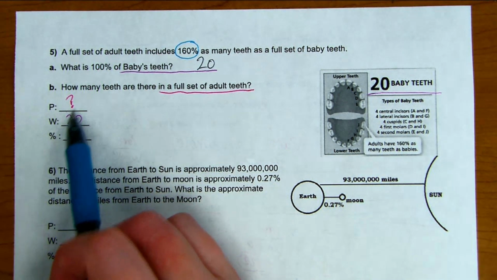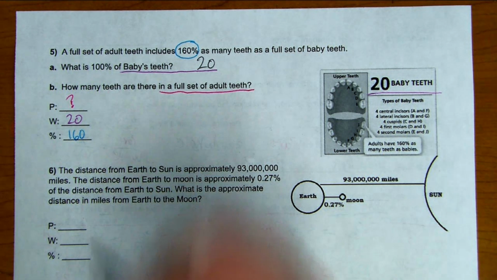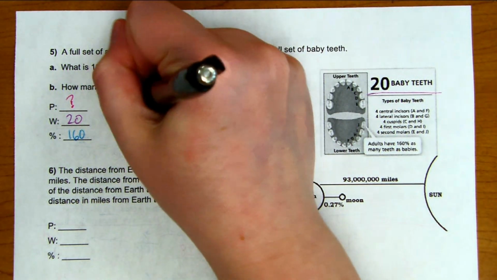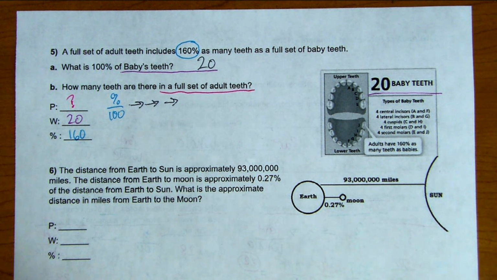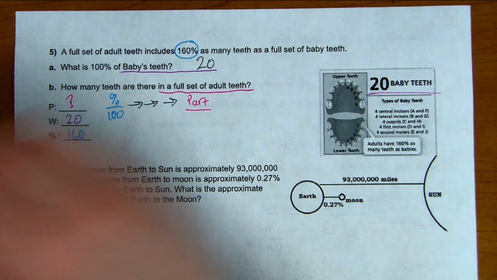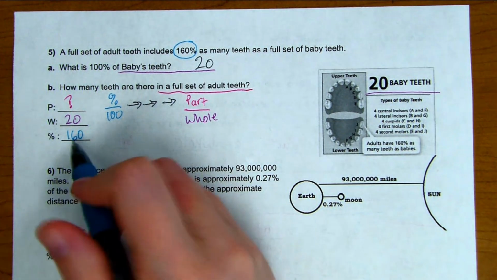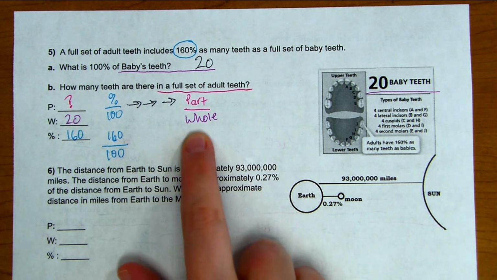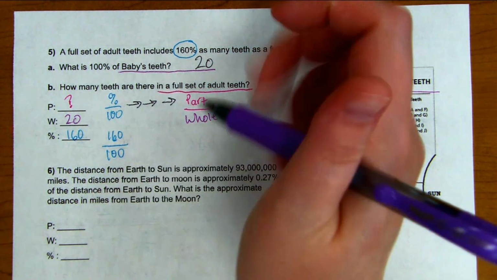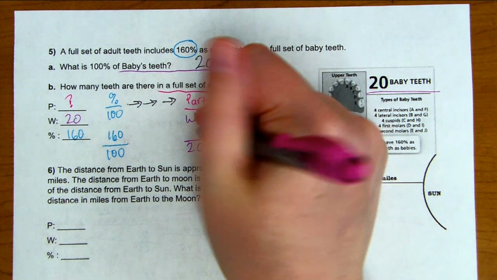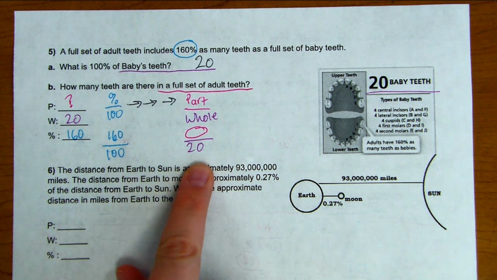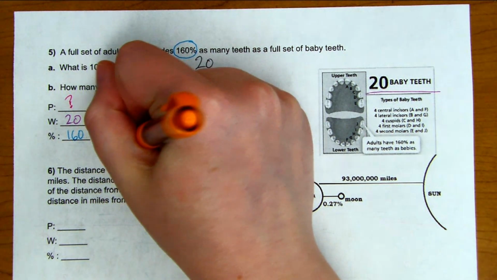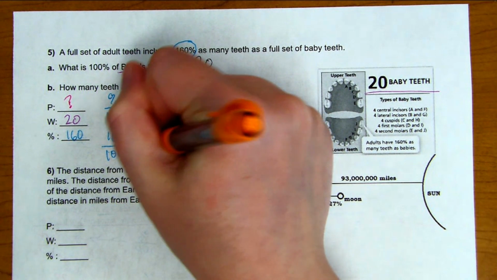Since we don't know the part, we can start with the percent over 100 and then turn that into the part over the whole. So our percent is 160 out of 100. And I need to adjust this so that the whole is some amount over 20. Well, I know that I can change 100 into 20 by dividing by 5, because it takes 5 sets of 20 to equal 100. So I'm going to scale down our starting rate by a factor of 5.